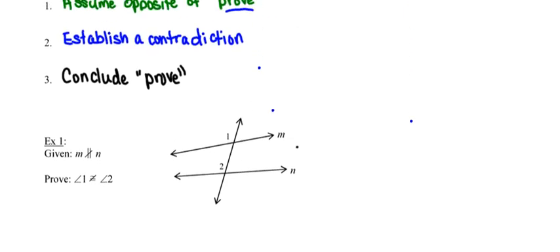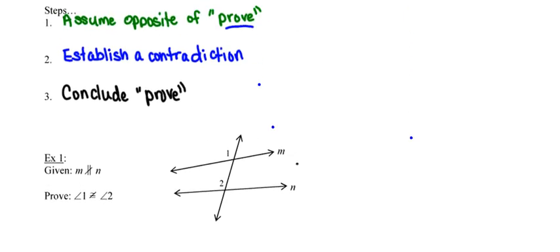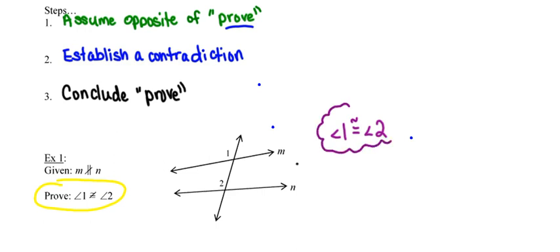If I follow the steps given above, we start by assuming the opposite of the statement we're trying to prove. The statement we're trying to prove is that angle 1 is not congruent to angle 2. The opposite of that would be angle 1 is congruent to angle 2. So that's how I'm going to begin my proof, by assuming that angle 1 is congruent to angle 2. My reason is that I'm going out on a limb and making an assumption because I want to figure out where that assumption will lead me.